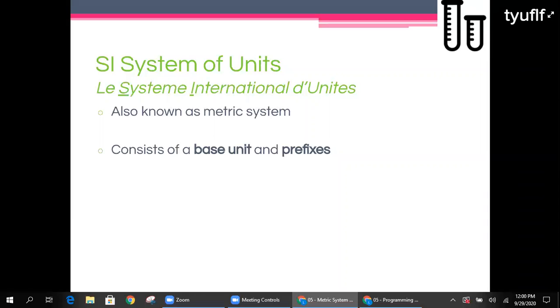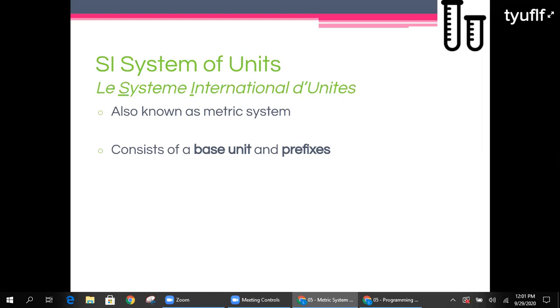So since it's French, the actual name for it is there. I don't speak French, so I don't want to make that pronunciation even more terrible than it probably would be. So we're just going to say SI system, or we call it the metric system. And remember, this is where your notes come in your notebook. So there's only 2 things you need to know. It's known as the metric system, aka the SI system, and it consists of a base unit and prefixes. And it's not new to us. We've seen it.